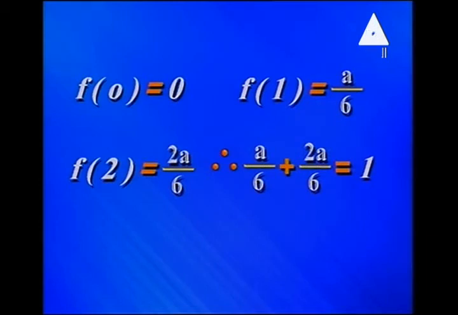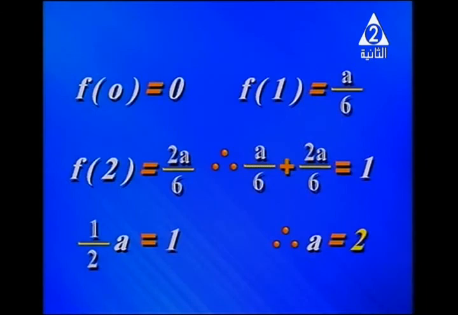We know that the sum of all probabilities equals 1. Then a over 6 plus 2a over 6 equals 1. Then 3a over 6 equals 1, or half a equals 1. What is the value of a? In this case, a equals 2.